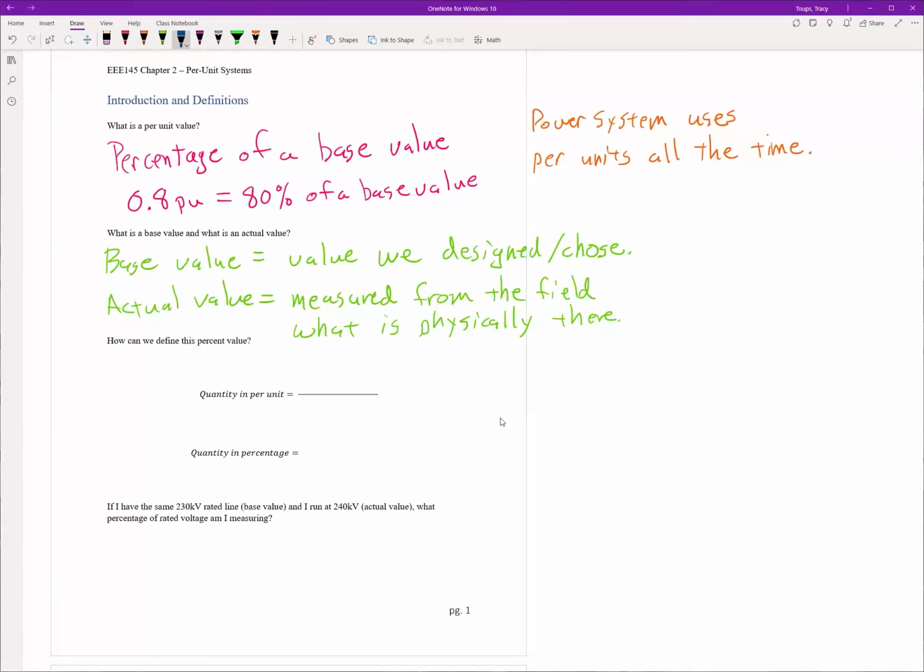So how can we define this percent value? Right? Well, any quantity, be it voltage or current, in a per unit system is an actual value divided by the base value. So for example, if I expect my substation to run at 230 kV, right? It's a standard high voltage standard you'll see in California. But in reality, it's a hot summer day, and we might be running 200 kV. So we're 30 kV short, right?